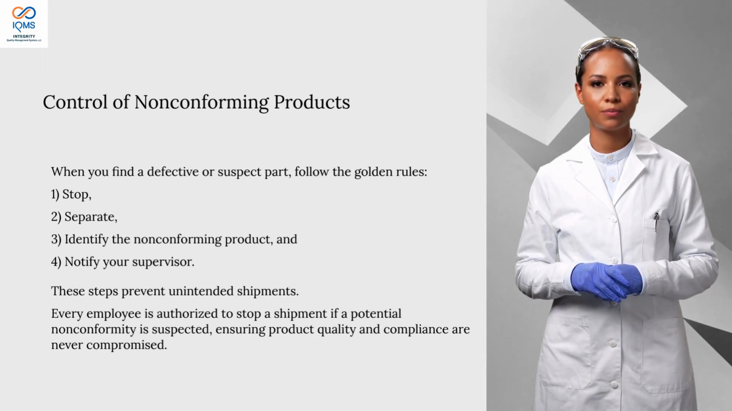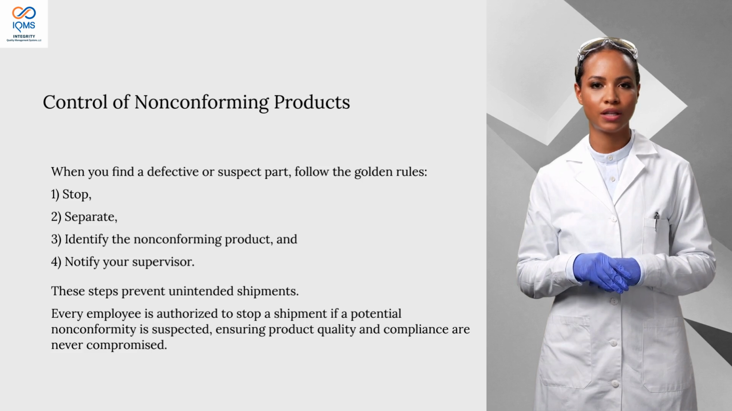Control of non-conforming products. When you find a defective or suspect part, follow the golden rules. 1. Stop. 2. Separate. 3. Identify the non-conforming product, and 4. Notify your supervisor. These steps prevent unintended shipments. Every employee is authorized to stop a shipment if a potential nonconformity is suspected, ensuring product quality and compliance are never compromised.